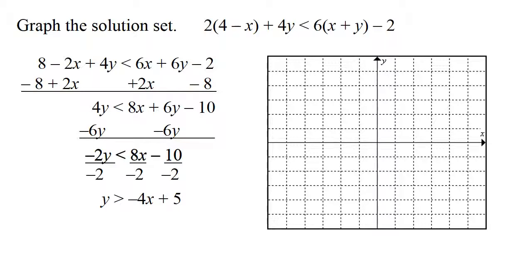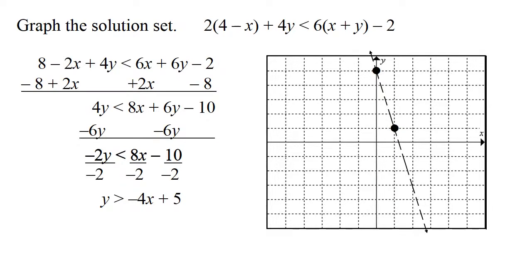So I'm going to graph that. Y-intercept of 5, slope of negative 4 over 1, so I'm going to go down 4, 1 to the right. It's going to give me a second dot. I'm going to draw that line. Again, it's y is greater than, so it's got to be dashed. It's not or equal to. And y is greater than means shade above, so that upper right-hand area would be above that line.